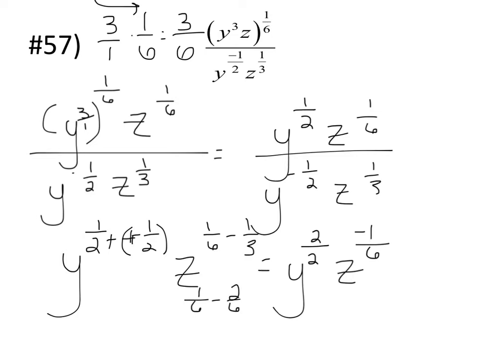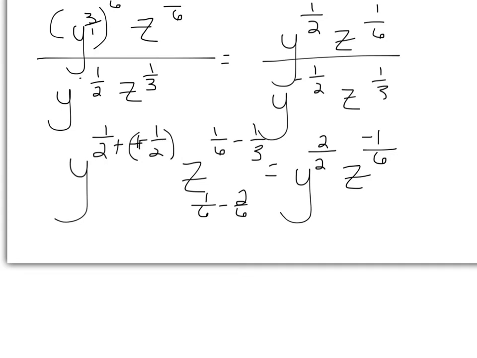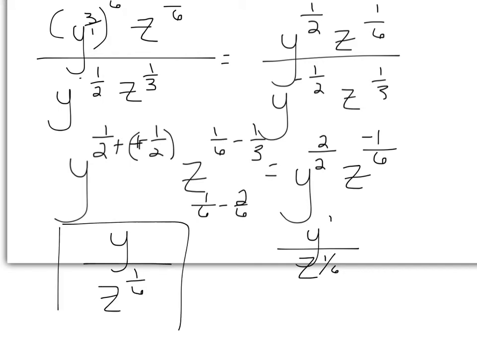So to clean this up a little bit, y to the 2 over 2 is just y to the first power. And then z to the negative 1/6 needs to go to the denominator. So your final answer will be y over z to the 1/6. Everything has a positive exponent. And so you're good, you're done.